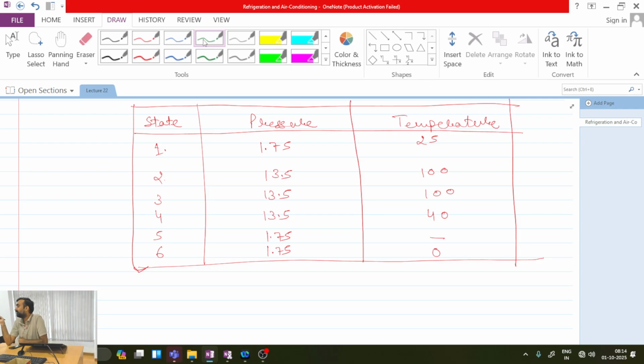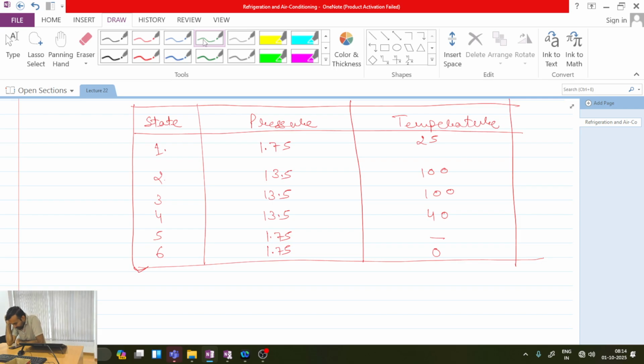How many of you are having HX diagram? Do you have printed copy of HX diagram? You should bring the printed copy of HX diagram, because I already announced that we will be doing numerical problems, so you should bring the copy. So on this printed copy of HX diagram, we have to represent all the state points.